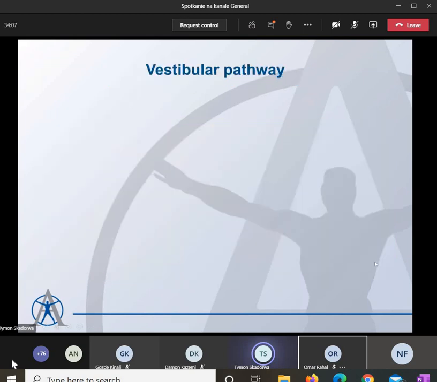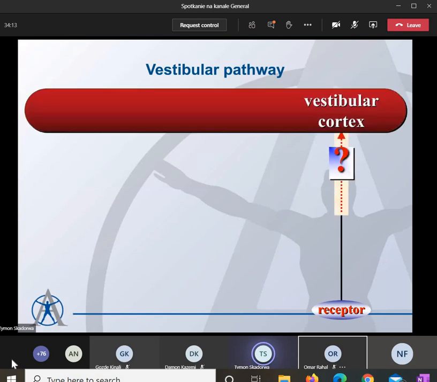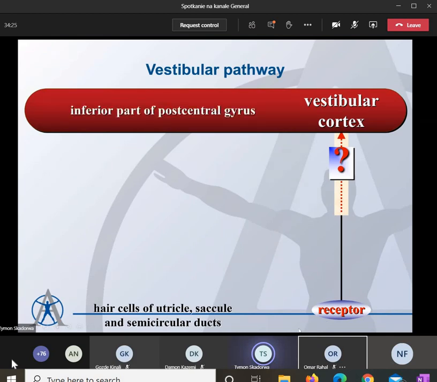So the vestibular pathway runs from all these receptors to the vestibular cortex. The receptors are the hair cells of the utricle, saccule, and semicircular ducts, and the vestibular cortex, probably one of the areas, is in the inferior part of the postcentral gyrus. This is what we already know.